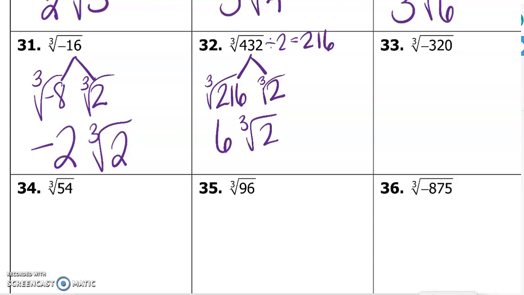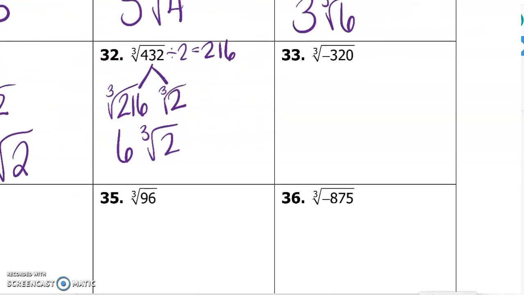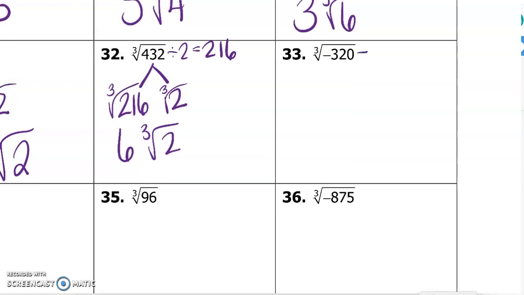All right, same thing here for number 3. You might think, oh, I think 8 goes into 320. Well, that's true, but there's actually more that go in. So divide it by 2. I'm going to ignore the negative for a minute. 320 divided by 2 gives me 160.